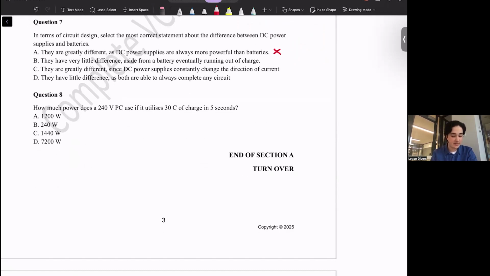So B, they have very little difference aside from the battery eventually running out of charge. That could potentially be right. We'll come back to it in a second. C, they're greatly different since DC power supplies constantly change the direction of current. That's completely wrong. DC stands for direct current. It doesn't stand for alternating current. This is what that's referring to. An AC power supply will do that. D, they have little difference, as both are always able to complete any circuit.